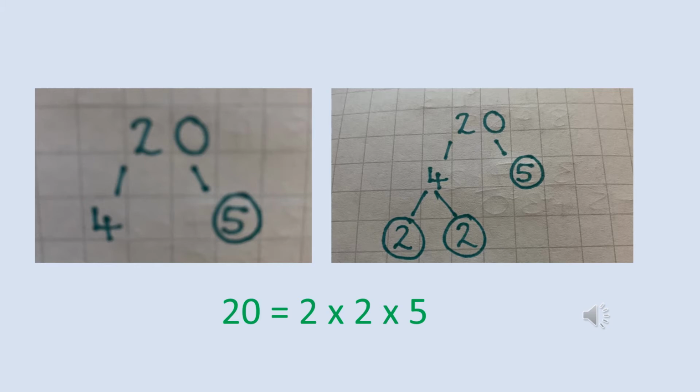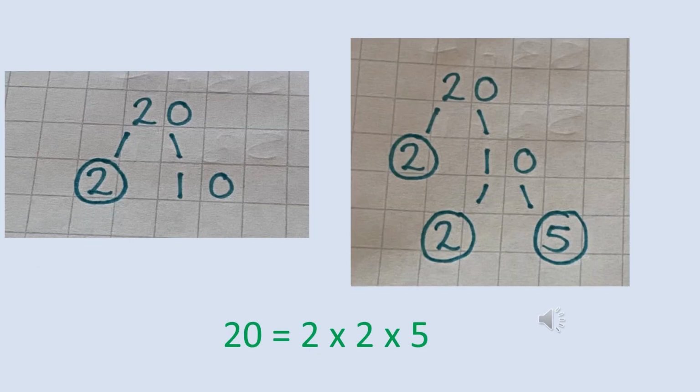I then look at the 4 and I think, what are factors of 4? What multiplies together to make 4? 2 times 2. 2 is a prime number, so I circle both of them, and I don't have anywhere else to go. So I know that 20 is a product of 2 times 2 times 5. I know that's correct. 2 times 2 is 4, times that by 5 is 20.